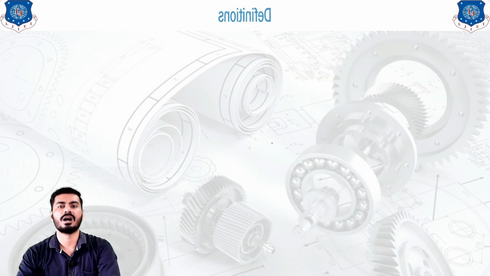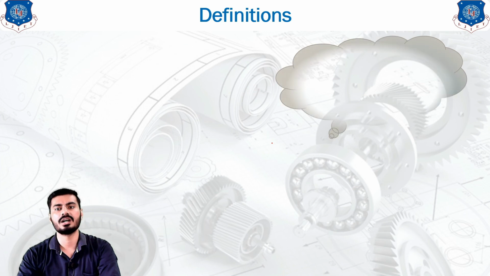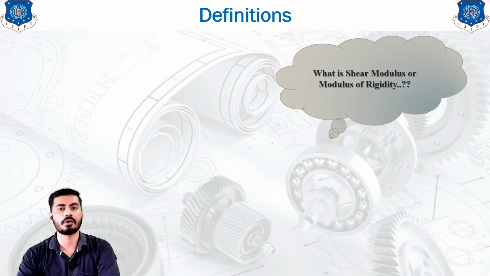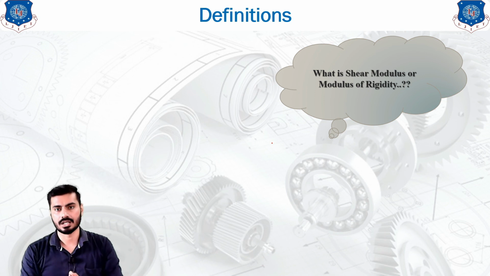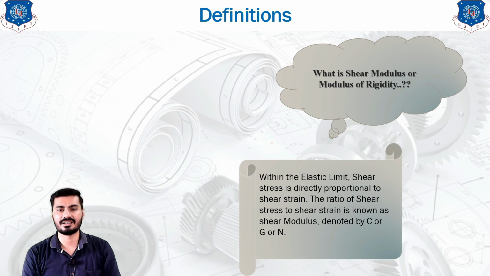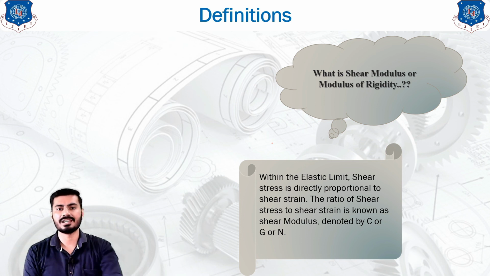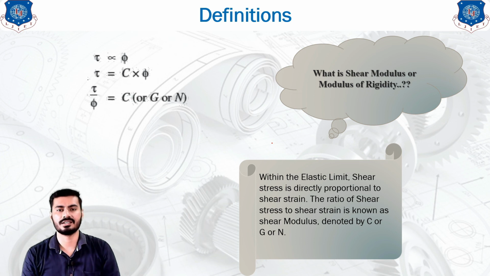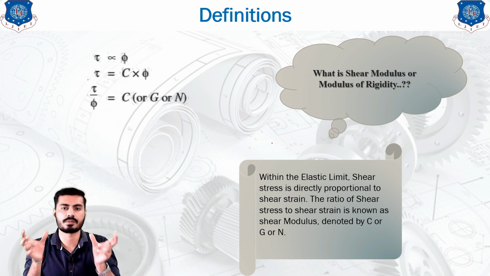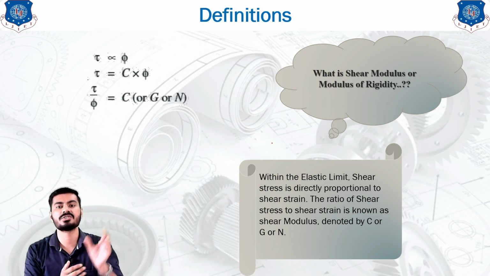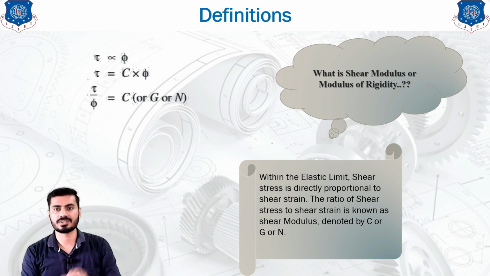Now we will see our last definition, that is the shear modulus or modulus of rigidity. Shear modulus is somewhat similar to Young's modulus or modulus of elasticity. Both are similar, but the only change, as you can see in the definition, is that within the elastic limit the shear stress is directly proportional to shear strain. In the case of the elastic constant, we said that the normal stress is directly proportional to normal strain, but in this case we are considering the shear stress instead of the normal stress. That is the only change.